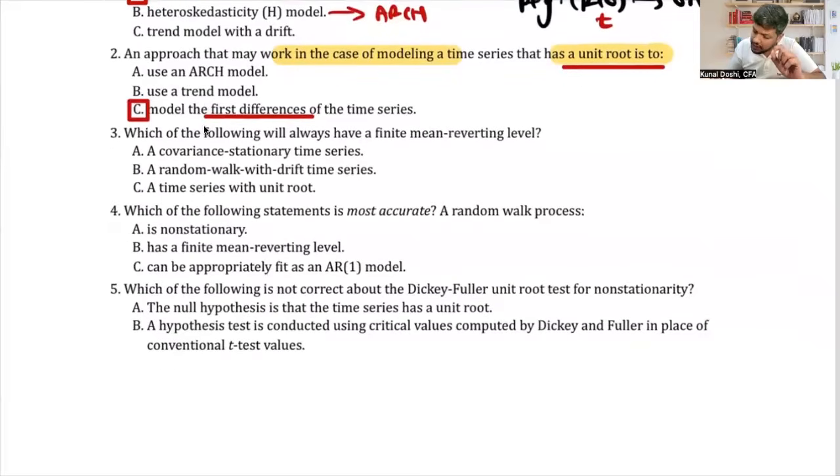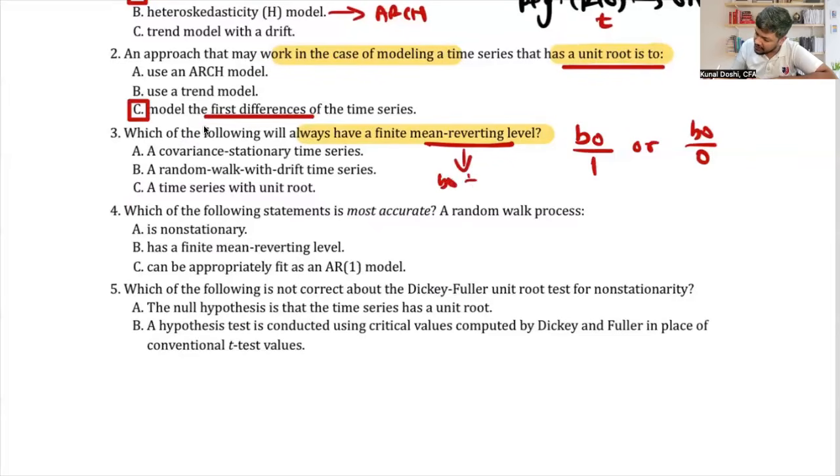Now see, which of the following will always have a finite mean reverting level? What is a finite mean reverting level, guys? Finite mean reverting level means b0 over 1 or b0 over 0. By the way, the original formula is mean reverting level is b0 divided by 1 minus b1. Now, guys, when will this be 1 and when will this be 0?